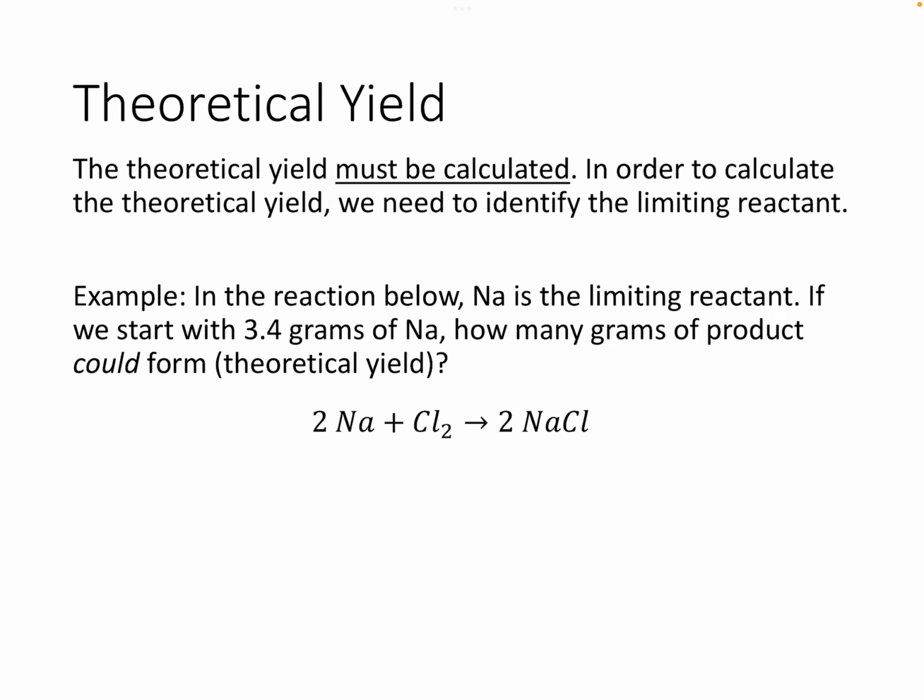So just like I said before, the theoretical yield must be calculated. And in order to calculate the theoretical yield, we have to identify the limiting reactant. So looking again at our sodium and chlorine example, sodium, we're told, is the limiting reactant. So let's say we start with 3.4 grams of sodium. So that's what we're given. How many grams of the product could form theoretically? So that would be our theoretical yield.